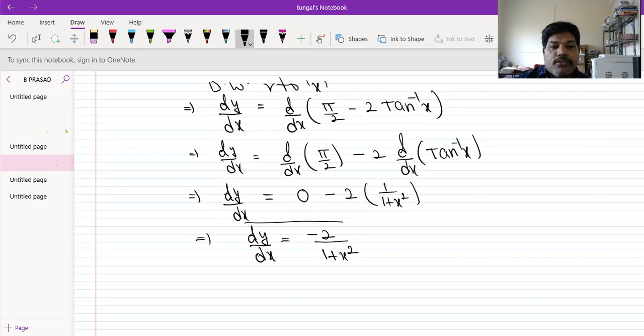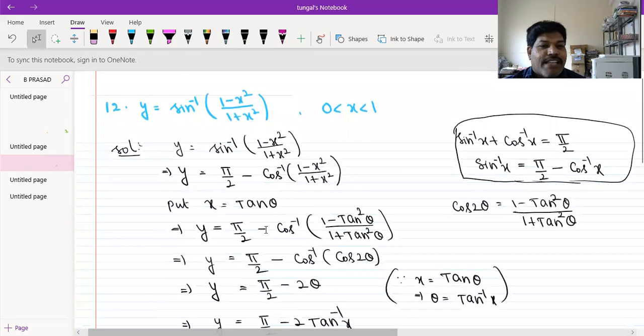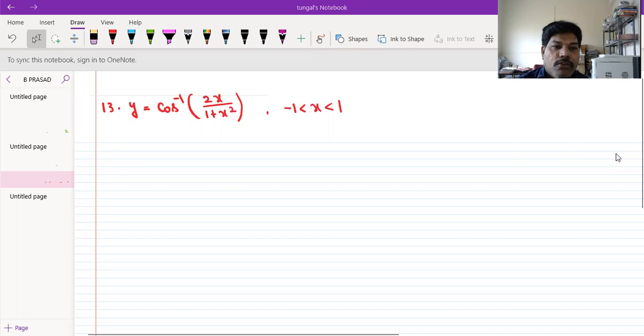Okay, so see that question, students. This is y is equal to sine inverse of (1 minus x square) by (1 plus x square). See the next question: y is equal to cos inverse of 2x by 1 plus x square, where minus 1 is less than x less than 1.